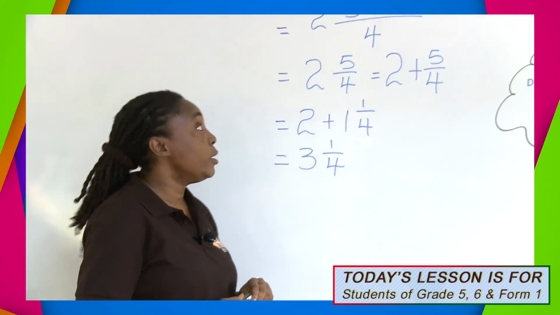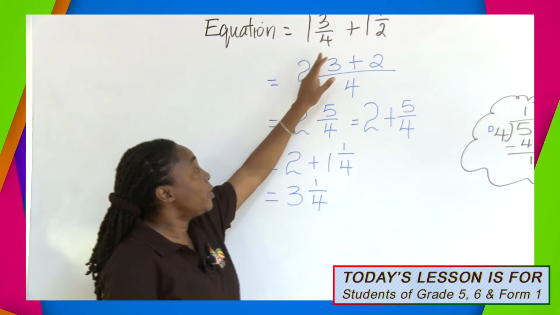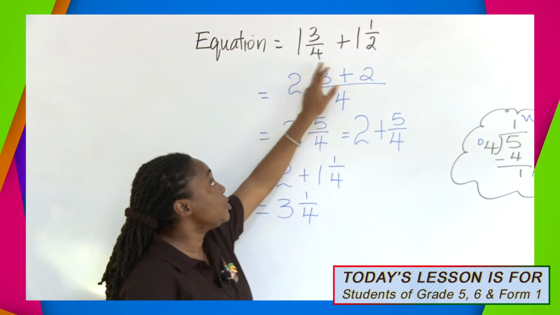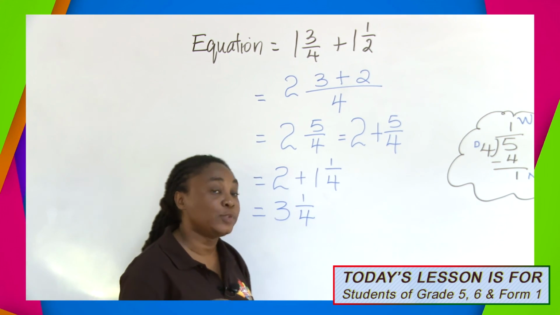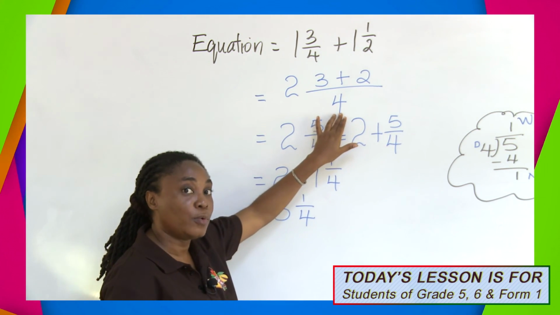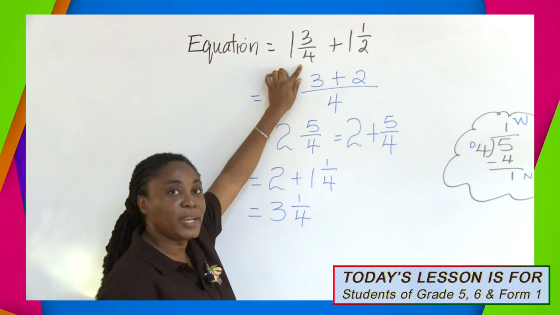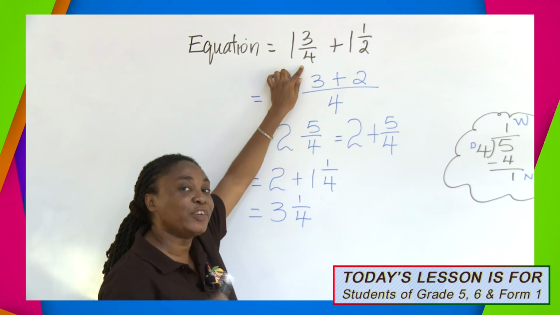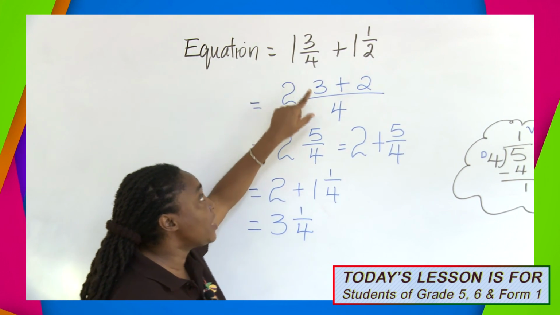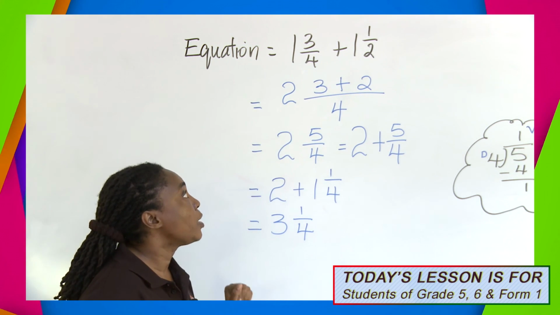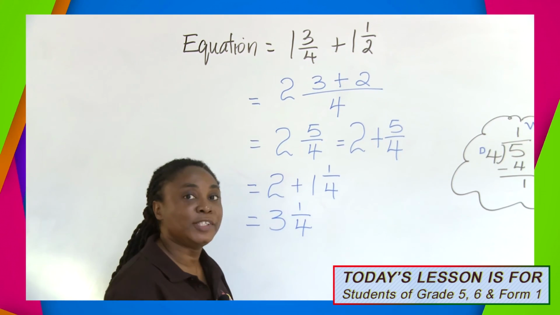We added our whole numbers, we got 2. Now remember, you will notice that the denominators are different. So we found the LCM of 4 and 2, and that is 4. We divided the LCM by the denominator of the first fraction, that gave us 1. We multiply that answer by 3, and that gave us 3. We kept our operation sign, which is addition, and we continued.